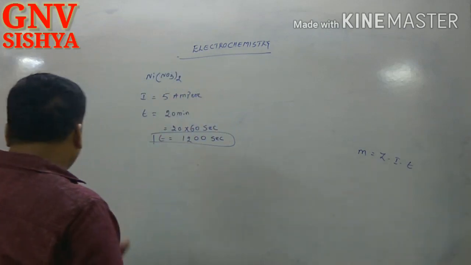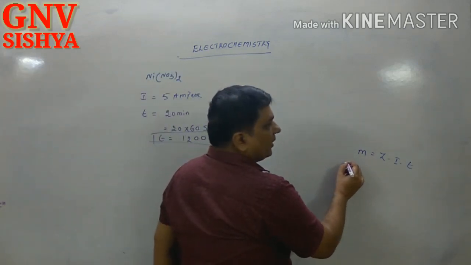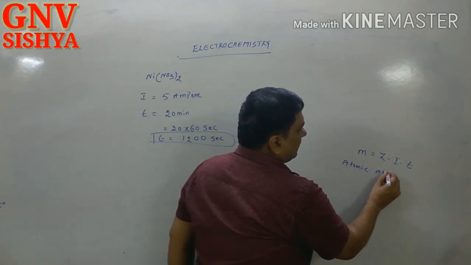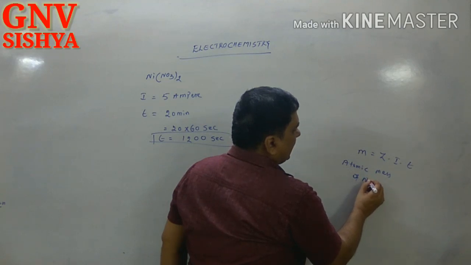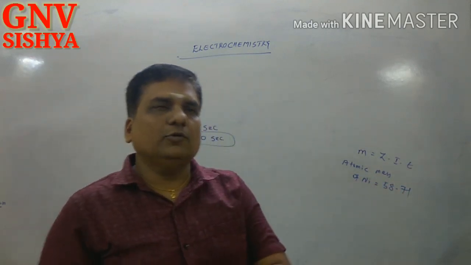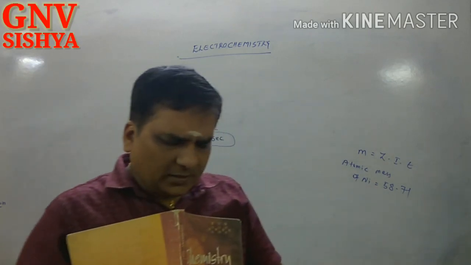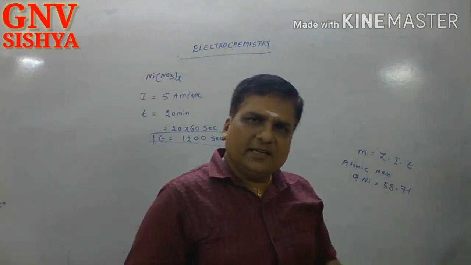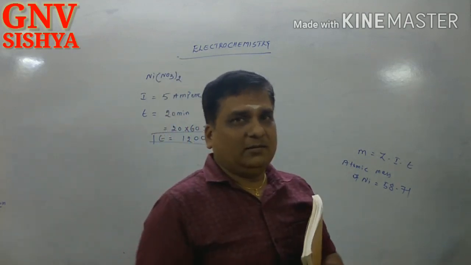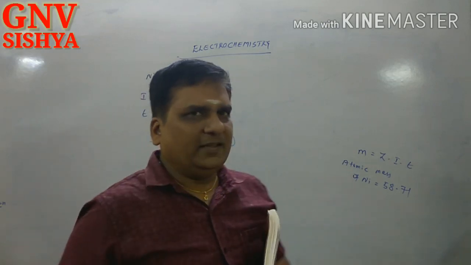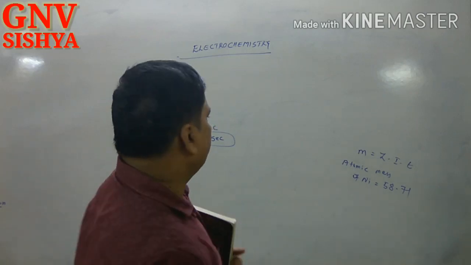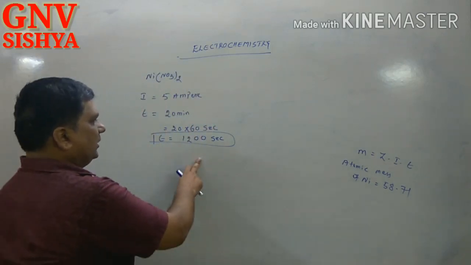For your understanding, I am telling you the molar mass or atomic mass of nickel is 58.71. You can ask me, sir, how do you know this? Practice, consistent reading, and it is very simple. At the end of the textbook, they have given the atomic masses. You can also verify if you have a log book. Refer to the atomic mass. Right, now we are going to solve the problem.